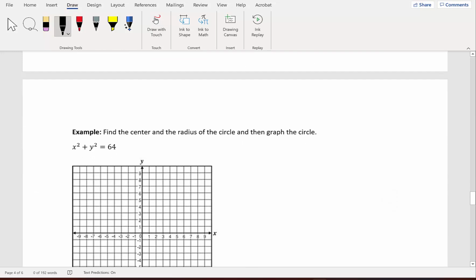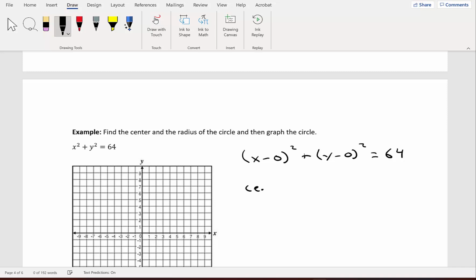Let's take a look at the next one. So same type of problem, find the center and the radius, and then graph the circle. So we have x squared plus y squared is equal to 64. Okay. Well, I could rewrite this equation so it has the form, this is really x minus 0 squared plus y minus 0 squared equal to 64. So now it's in that familiar form that we saw earlier.